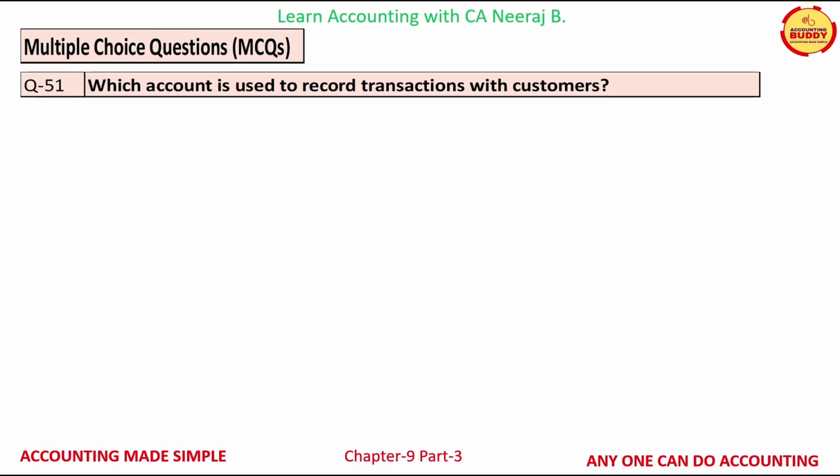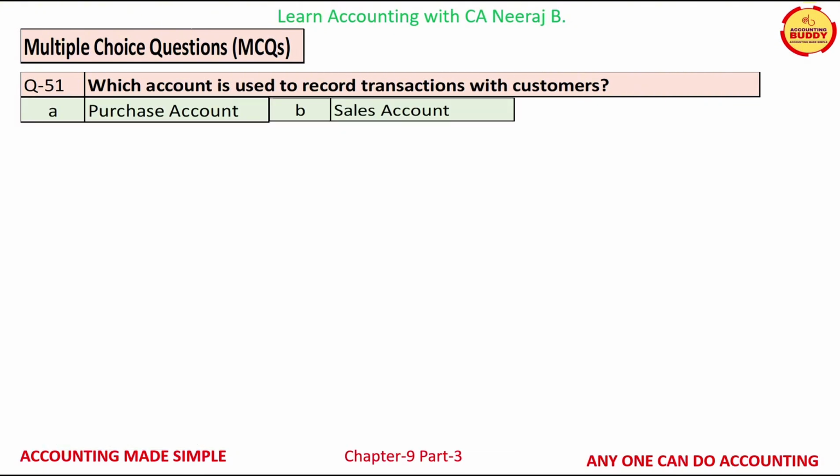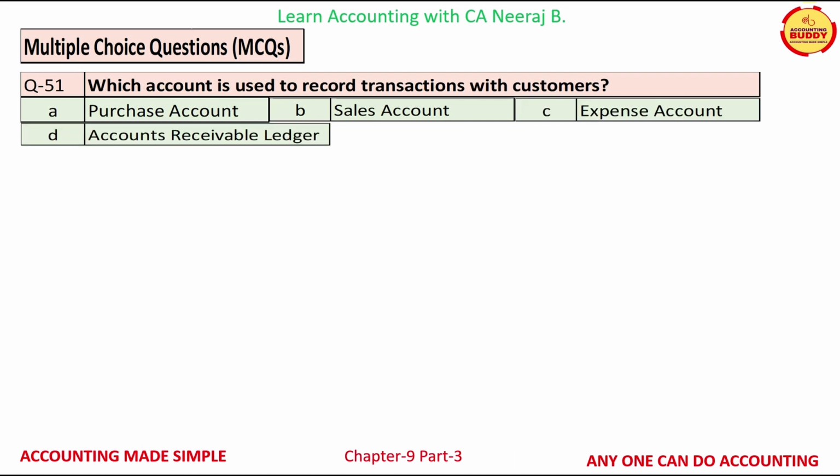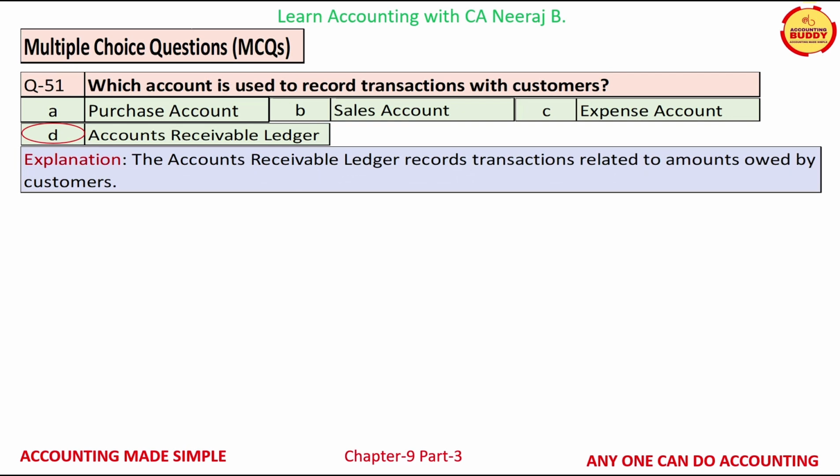Question number 51 is, which account is used to record transactions with customers? And the available options are option A, purchase account, option B, sales account, option C, expense account and option D, accounts receivable ledger. The correct answer is D, accounts receivable ledger. The accounts receivable ledger records transactions related to amounts owed by the customers. Therefore, option D is the correct answer.